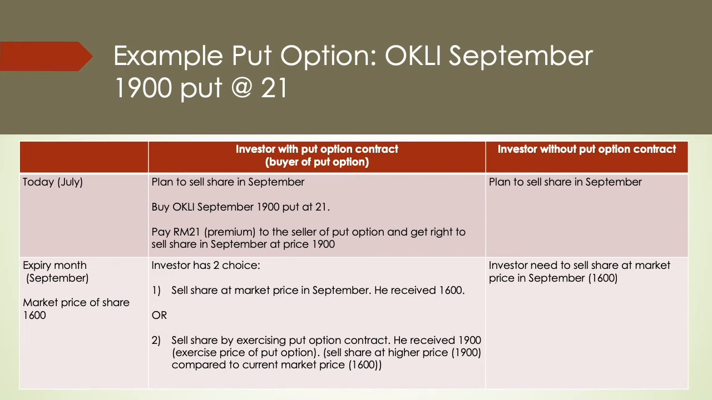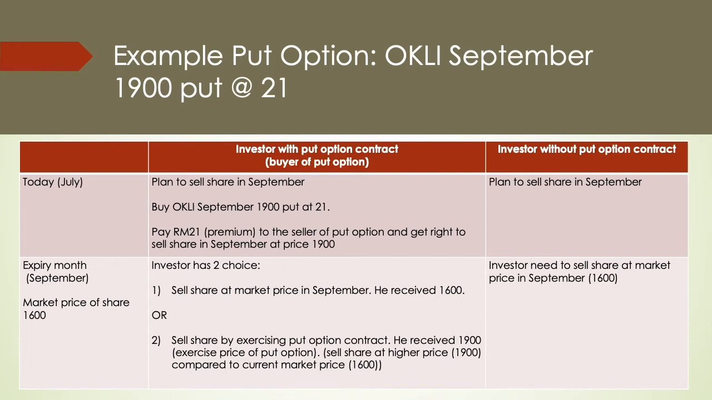So investor A, which is investor with put option contract, he buys OKLI September 1900 put at 21. That means today he needs to pay 21 premium to the seller of put option and he gets right to sell shares in September at exercise price which is 1900. The second type of investor is investor without put option contract. So today in July, he just plans to sell shares in September. He does not get involved in option market.